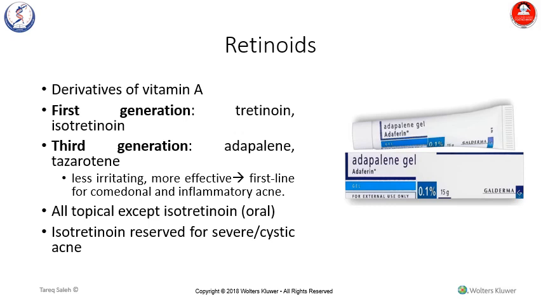Retinoids are derivatives of vitamin A and are highly effective in the treatment of acne as well as other skin conditions such as psoriasis and photoaging. We have different generations of retinoids. Tretinoin and isotretinoin are first generation retinoids that are used for the management of acne, while third generation retinoids, including adapalene and tazarotene, are less irritating, more effective agents than first generation retinoids and are considered first-line therapy for comedonal and inflammatory acne.